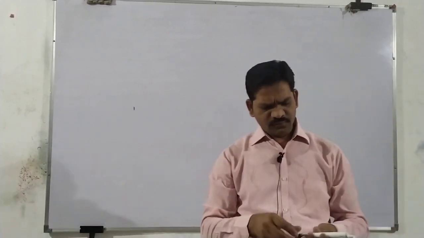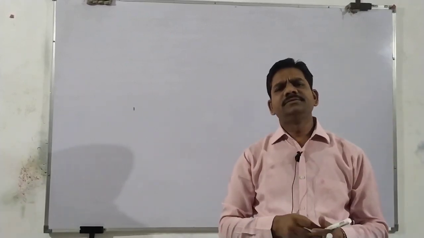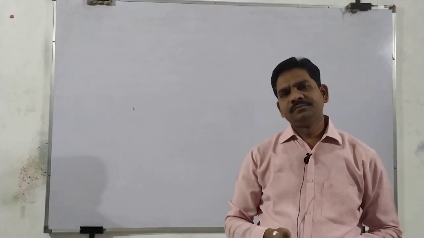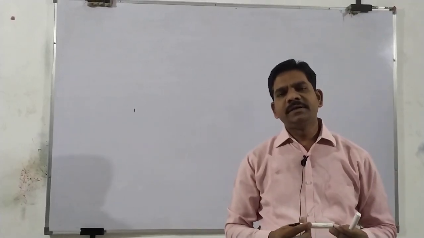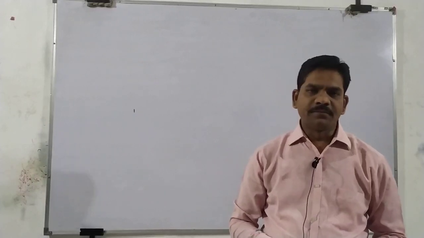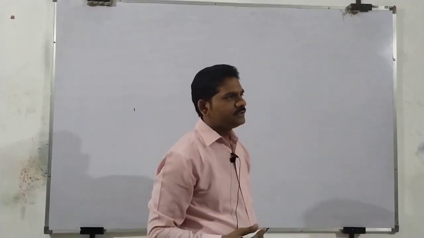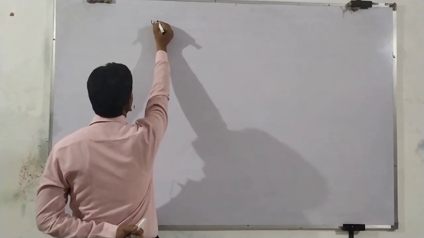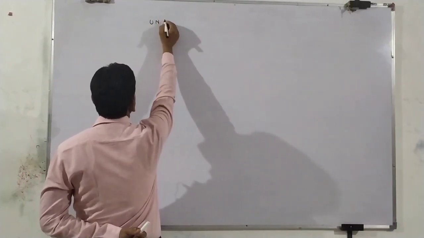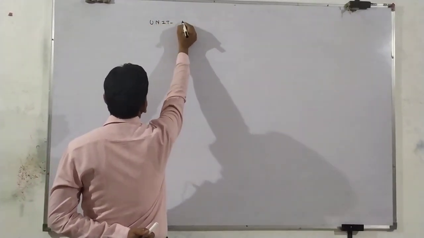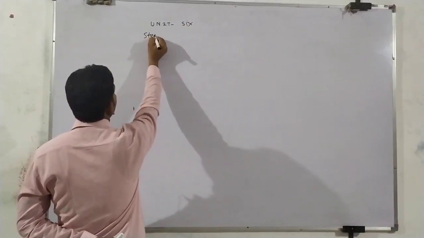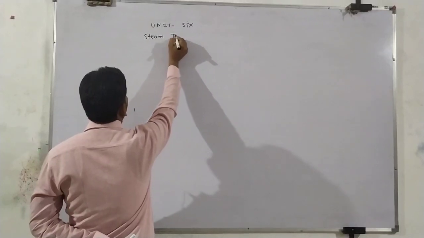Today we have to start unit number 6 of the subject Energy Conversion 1. So, write down the titles. Unit number 6, steam turbines.